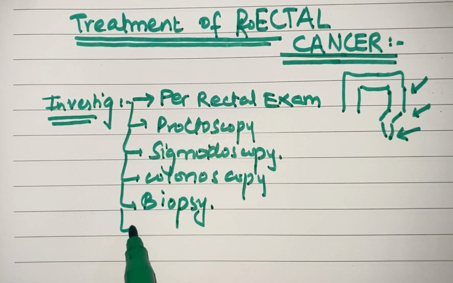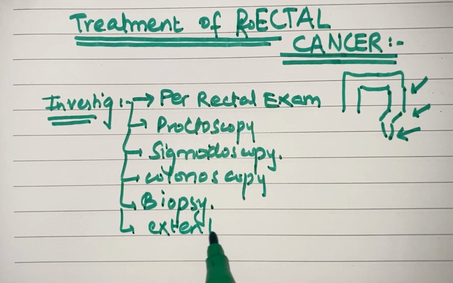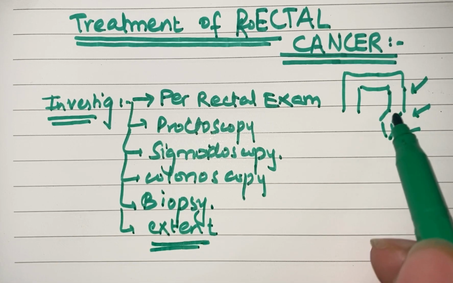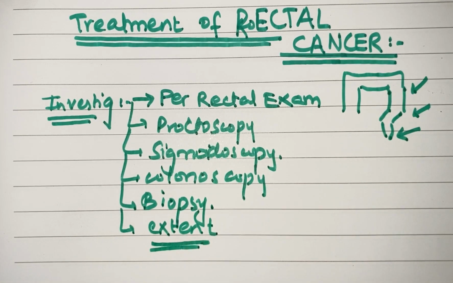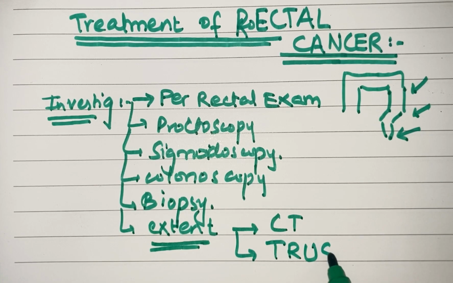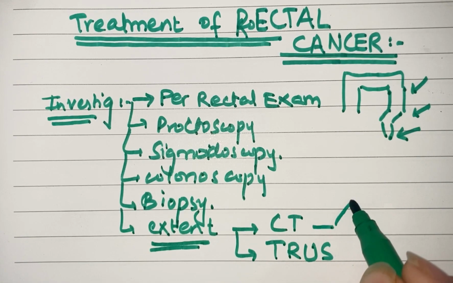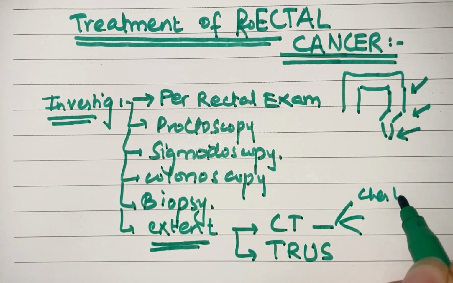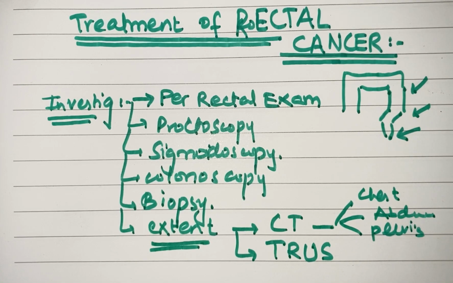And lastly, we need to find out the extent. Now we know where the tumor is present by these investigations. To find out the extent, we do a CT scan, but before the CT scan we do a transrectal ultrasound, in which we see the extent of the tumor. Then we go for the CT scan. CT of what? CT of chest, CT of abdomen, and CT of pelvis.